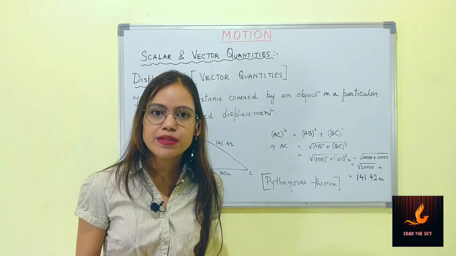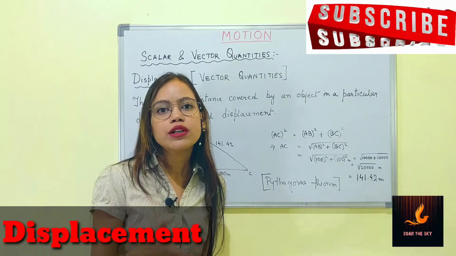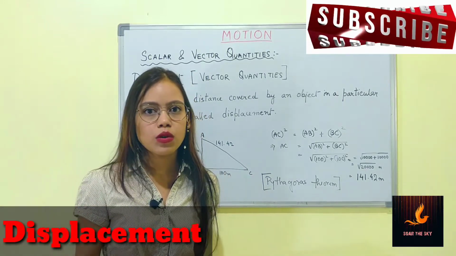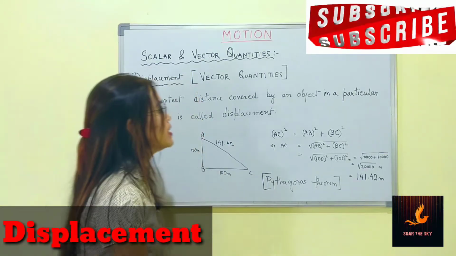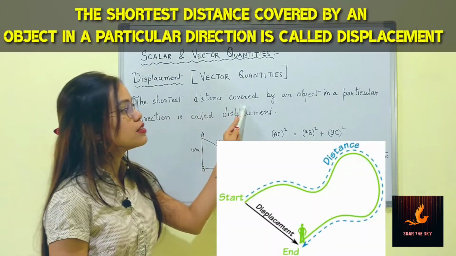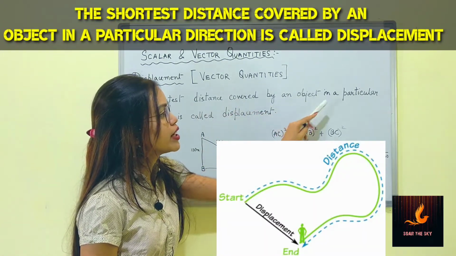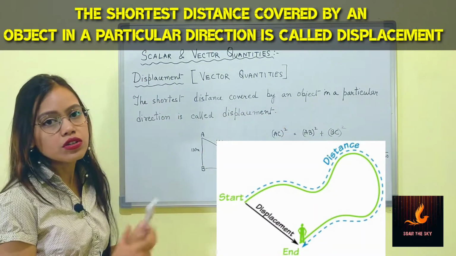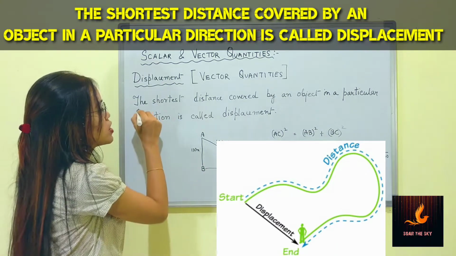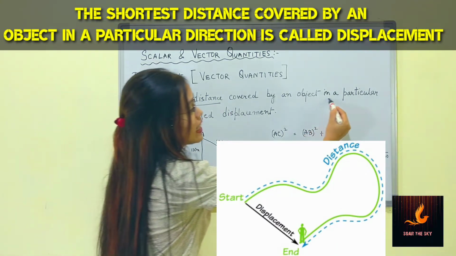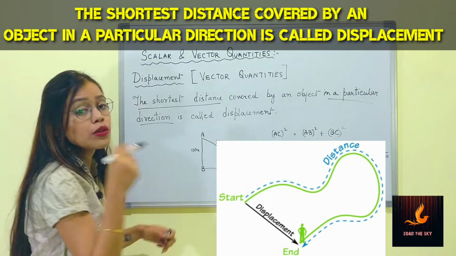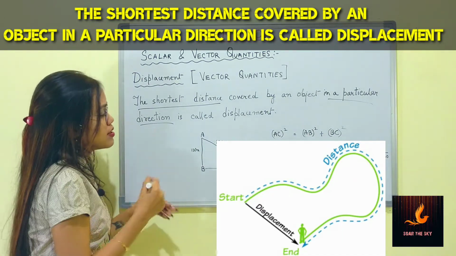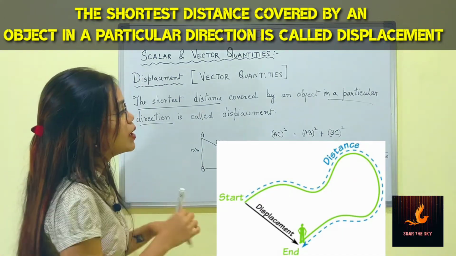What is displacement then? Right now I have told you about distance being a scalar quantity. Now displacement is the shortest distance covered by an object in a particular direction. Now two key points are there. It's the shortest distance and it has a particular direction. It is the shortest distance covered by an object in a particular direction.